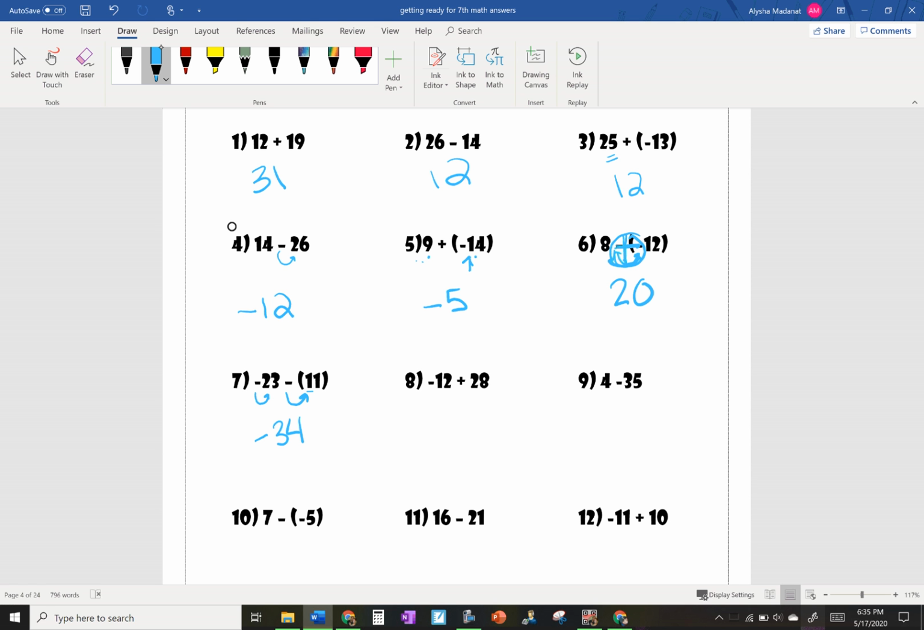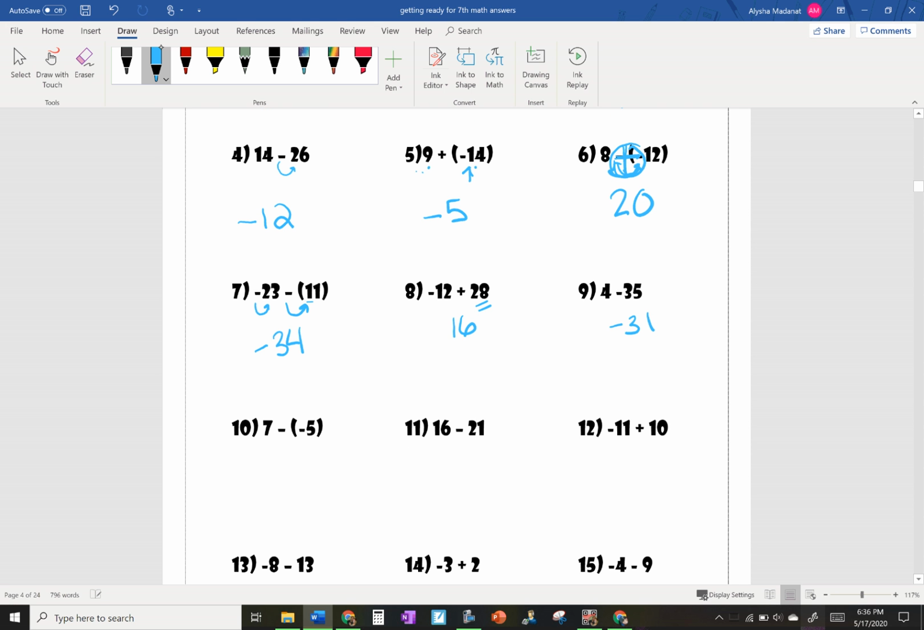Number 8 is a negative 12 plus 28. So you are going to subtract 28 minus 12, and you're going to end up getting 16, and it'll be positive because 28 is the bigger absolute value. 4 minus 35. 35 is the greater absolute value, so your answer is going to be negative 31. Number 10, you've got those two negatives again by each other, so that's going to become a positive. So you're actually going to do 7 plus 5, which will give you 12.